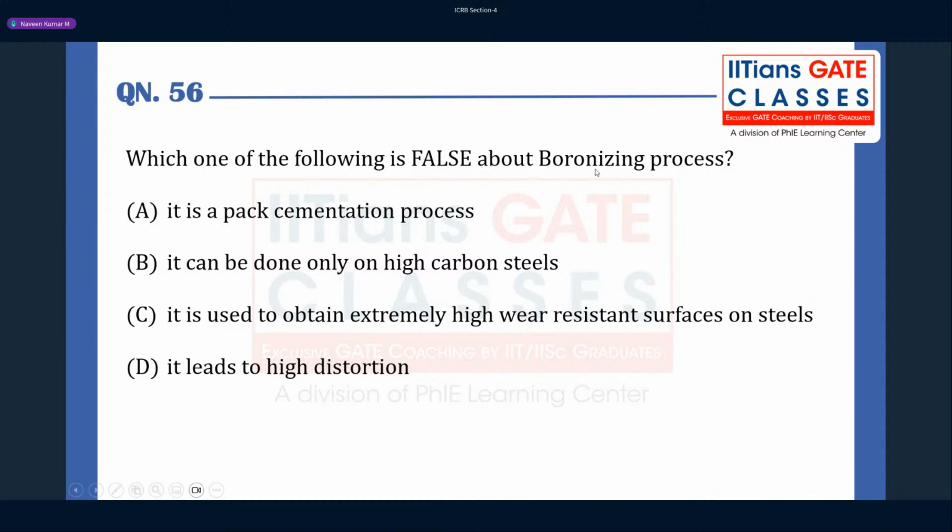Which one of the following is false about the boronizing process? What is boronizing first? Boronizing has another name, boroiding. It's infusion of boron. It's a surface hardening process where boron atoms are diffused into the surface of the workpiece, and a hard surface is created by the boron atoms. Which is good for high wear resistance and toughness.